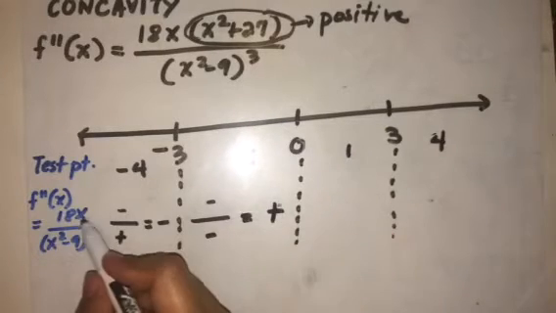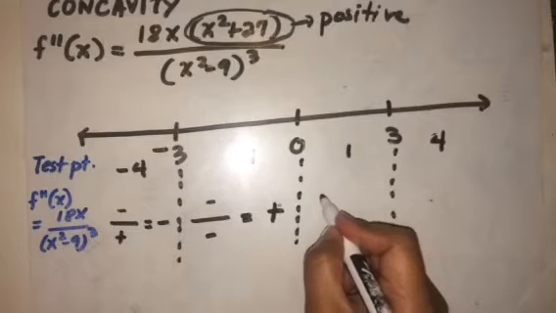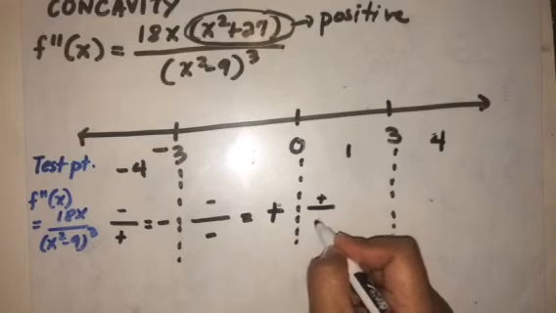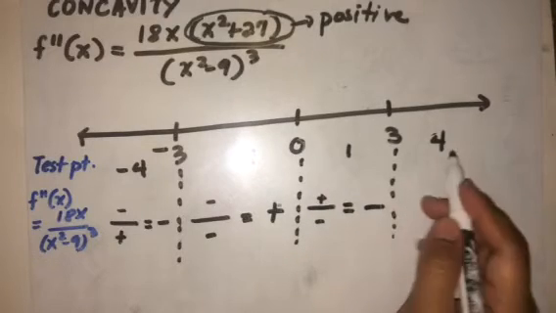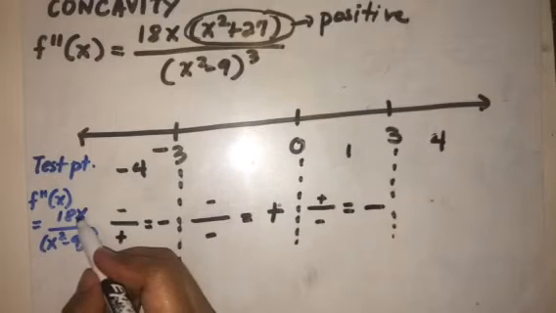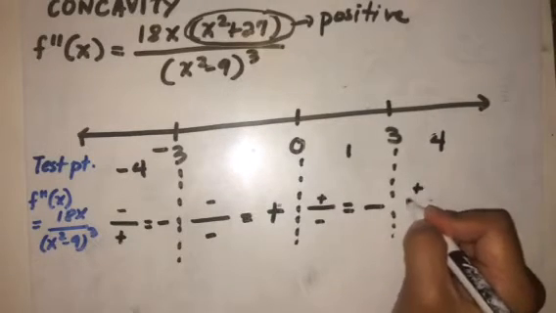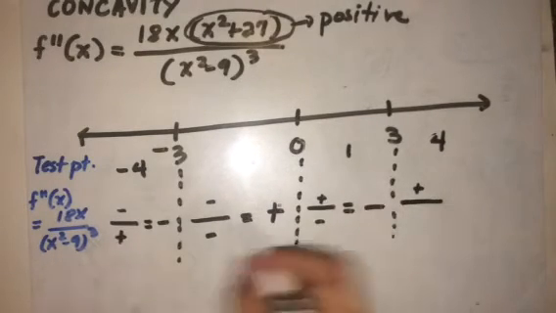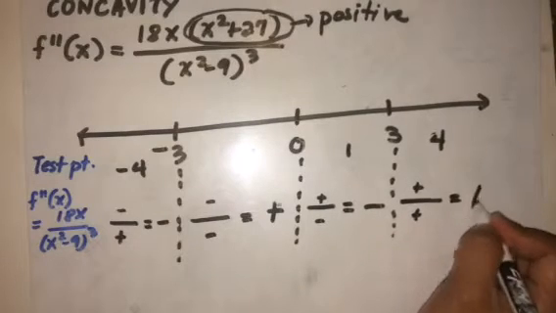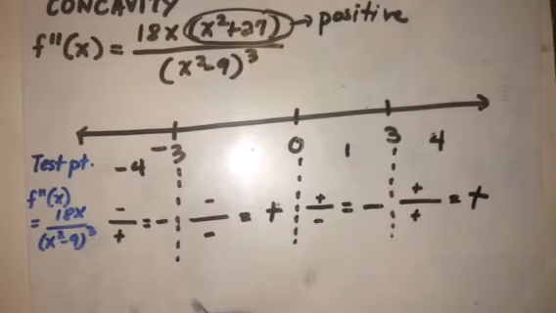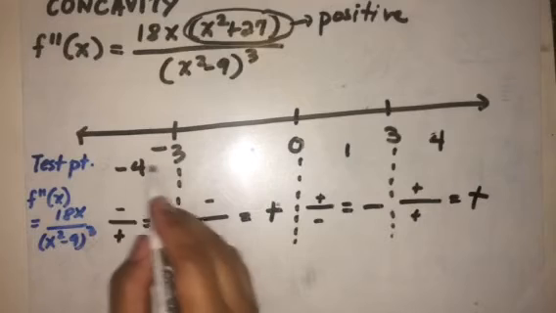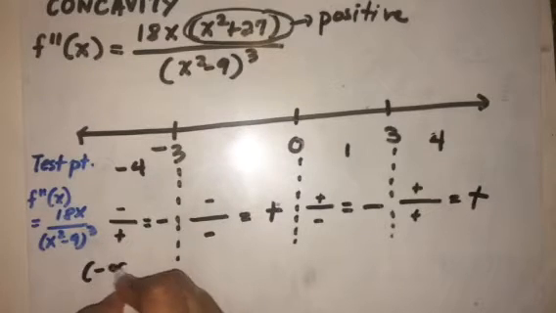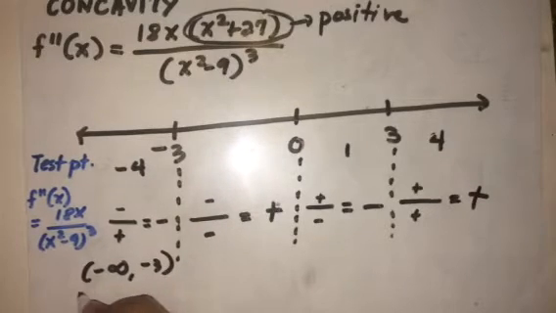Then when I plug in 1, that's going to be positive over negative. That becomes negative. If I plug in 4, that will be positive over a positive number, so that gives me a positive number. So I have from -infinity to -3, concave down.